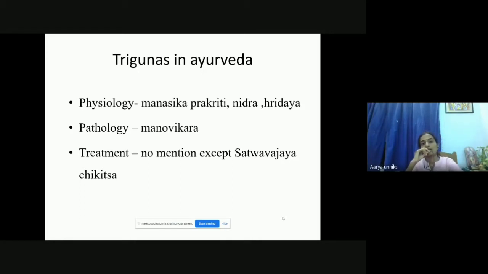So in physiology, the Manasika Prakriti, Nidra and the context of Hridaya, there is the mention of Trigunas, and in pathology, the Manovikaras. But while coming to the treatment part, there is no mention of Rajohara, Tamohara Aushadhas directly. The only mention of one Triguna would be Sattva, in Sattvavajaya Chikitsa. Because when Sattva comes up, the other two go down. We are not targeting Rajas alone. We are not targeting Tamas alone. That is why it is not explained in treatment. Their treatment aspects and all, I guess we can explore tomorrow on a better level.